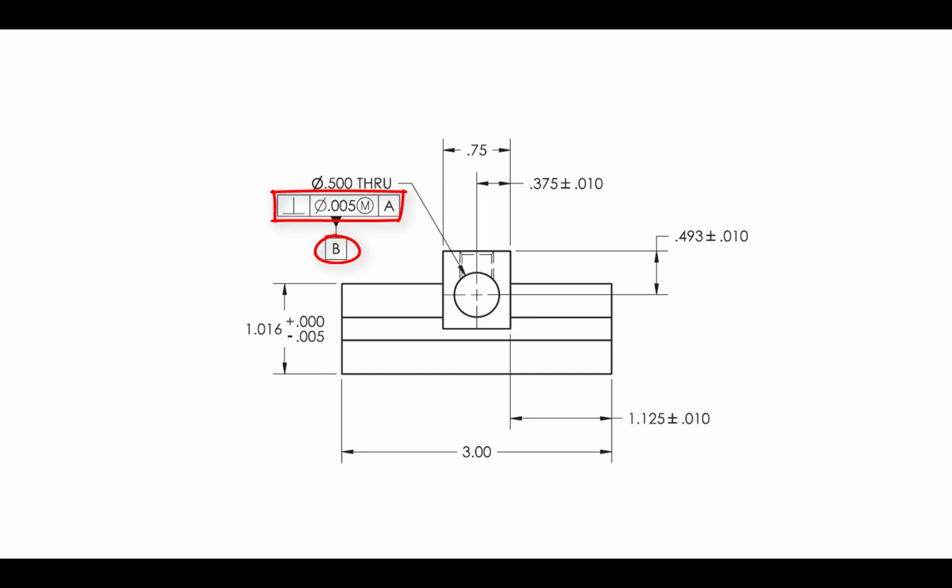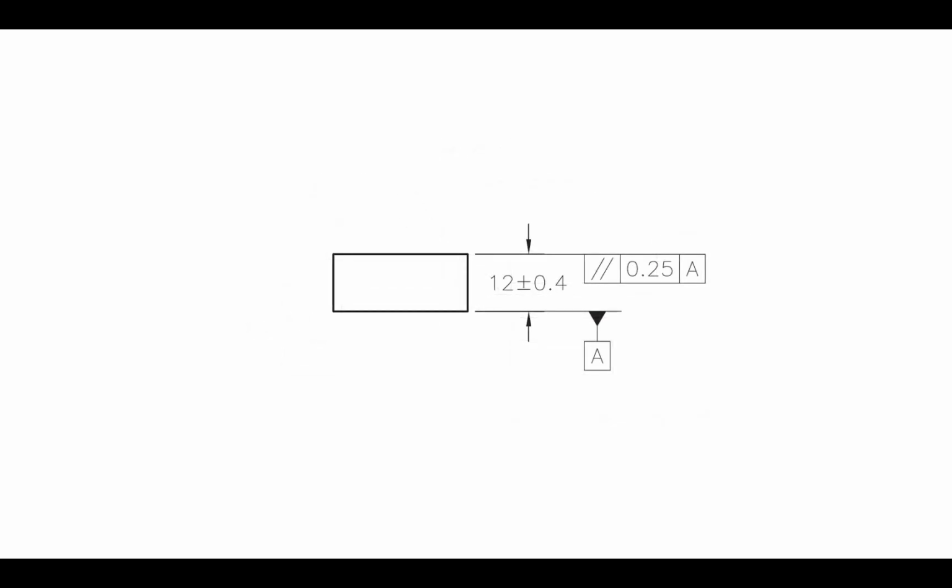This particular example is telling us that the axis of the hole shall be perpendicular to datum A within a tolerance zone of 5 thousandths, or 0.005, when the hole is at a maximum material condition. I know this sounds complicated, but I'm confident that all of you will be able to interpret this drawing much the same way once you have completed most of this course.